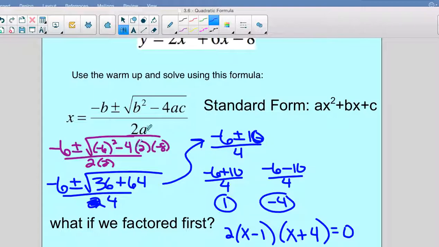Besides factoring, you can also use the quadratic formula, and sometimes it's better. Obviously, factoring would have been quicker here, but not everything is factorable. Some things are prime, meaning they're not factorable, so the quadratic formula will always get you those answers.